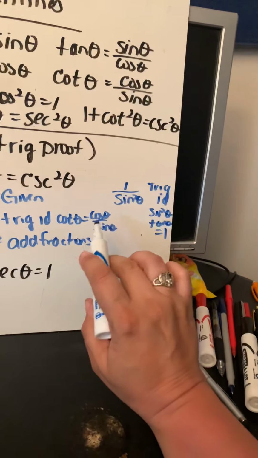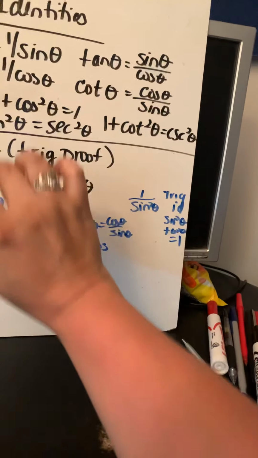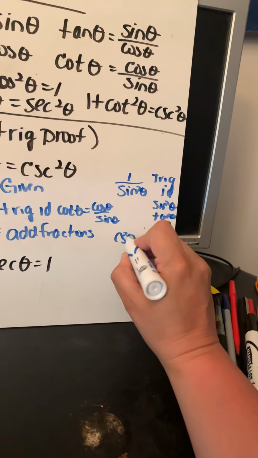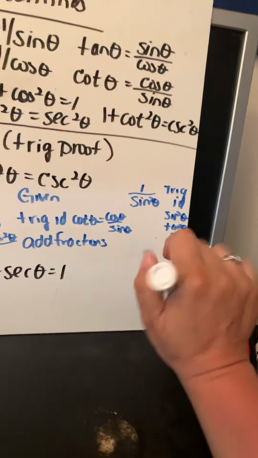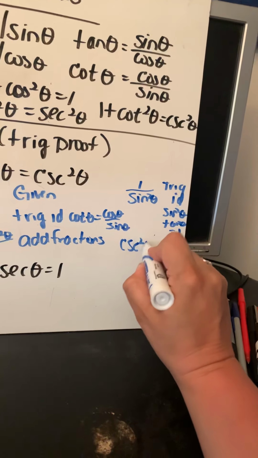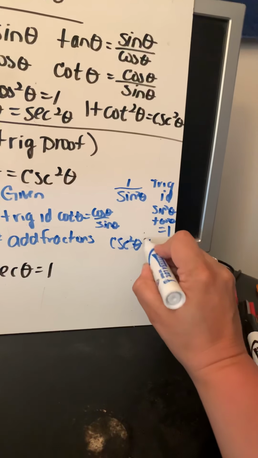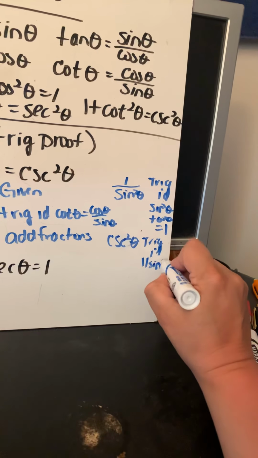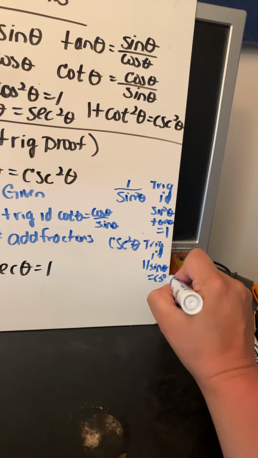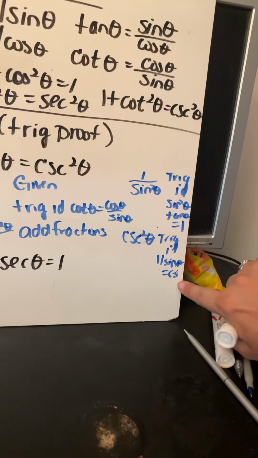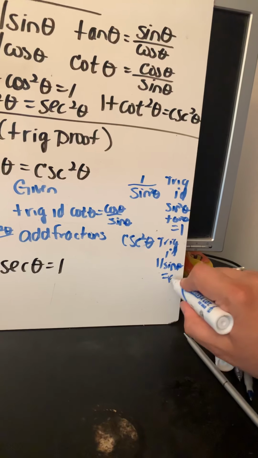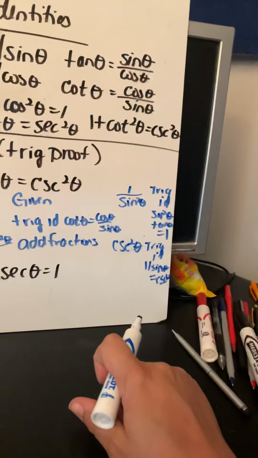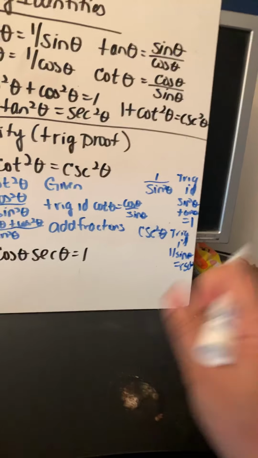Well, what does 1 over sine equal? Cosecant. So now I'm done. Cosecant squared theta. Trig ID, 1 over sine theta is cosecant theta. Done. There's a trig proof.